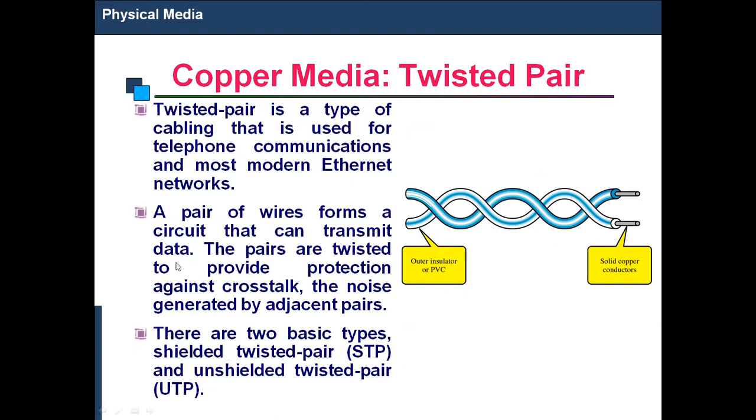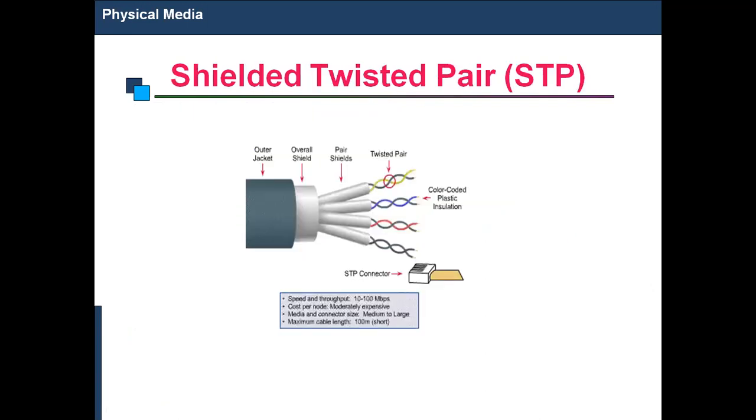Each twisted pair cable has an inner solid copper conductor, and the outer is called the PVC insulator. There are basically two types of twisted pair cables: one is STP and the second is UTP. What is meant by STP and UTP? STP is shielded twisted pair cable, and UTP is unshielded twisted pair cable. First we discuss shielded twisted pair cable.